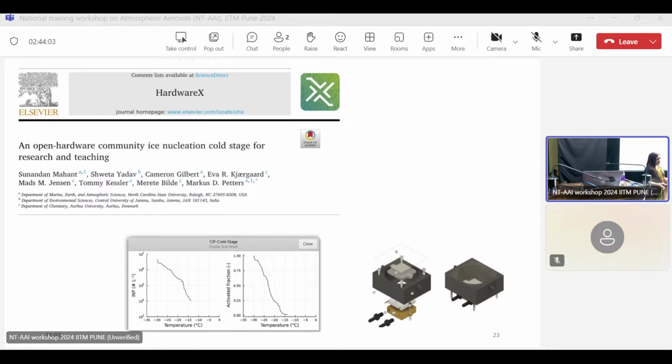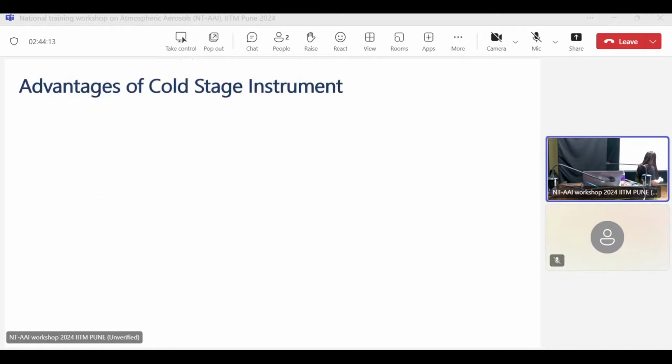But now we can do it in our lab itself. And what is the benefit? We can study snow samples, we can study precipitation samples, we can study aerosol samples. Sky is the limit. So this is one advantage of using these cold stage instruments. As I have already said, they are well suited to study deposition, immersion, and contact freezing modes.